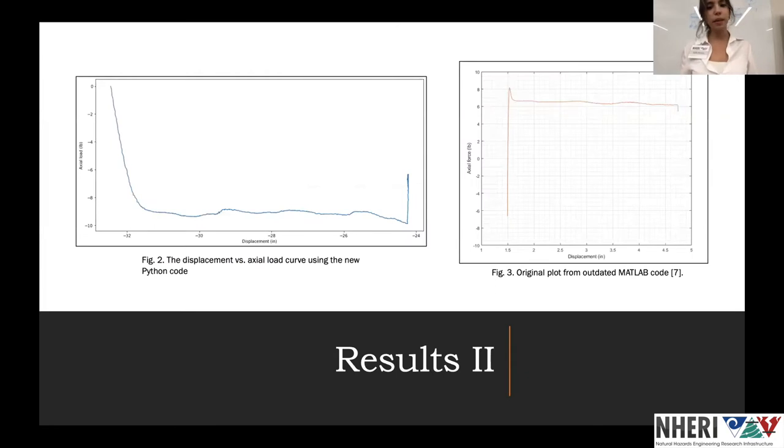This is the second part of my results. And as shown here on the left, this is the curve that I obtained from Python. And on the right is from the original plot on MATLAB. And although they may not look super similar, it is due to differences in scaling and calibration. But nonetheless, the curvature is the same.